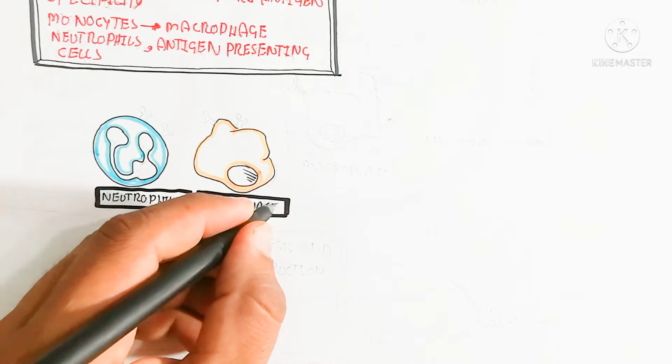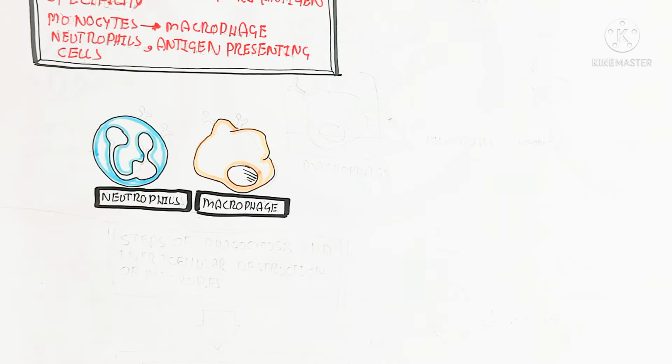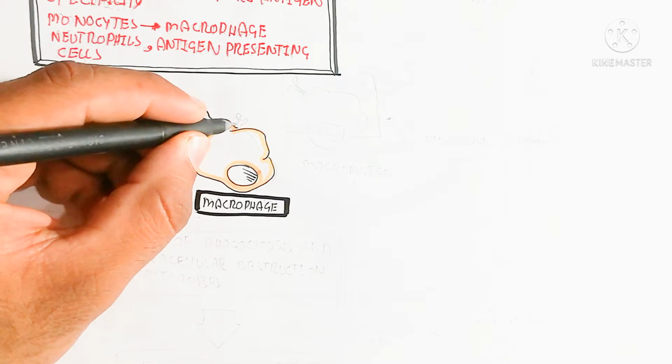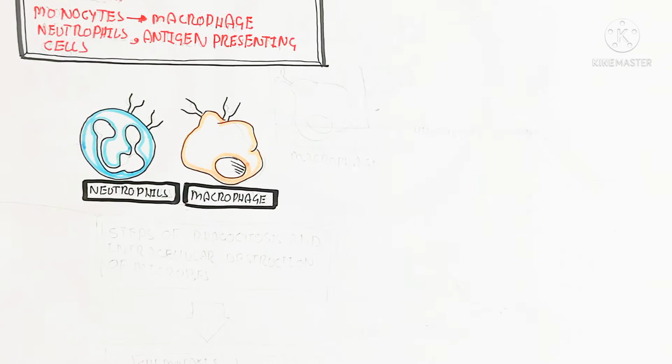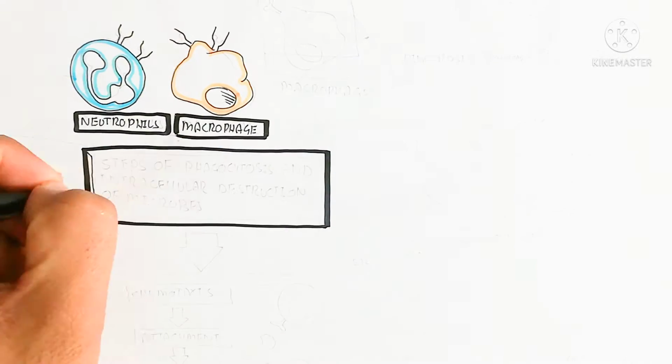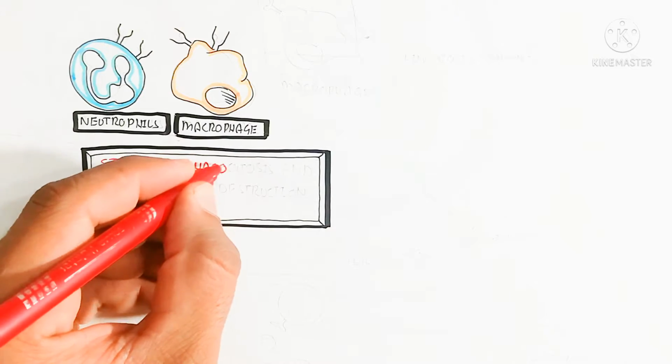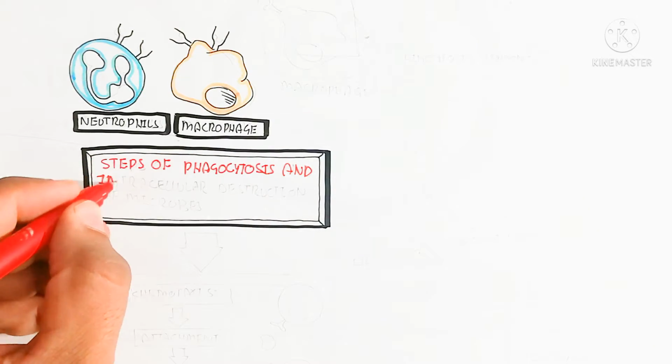We will understand neutralization as well as other things, so that the content will be unable to infect the cell. We will discuss how it's processed: the steps of phagocytosis and intracellular destruction of microbes. We will just understand this in this video.